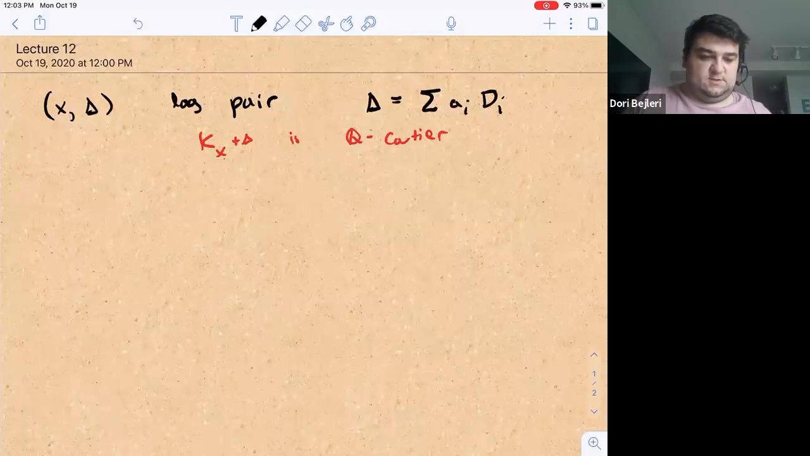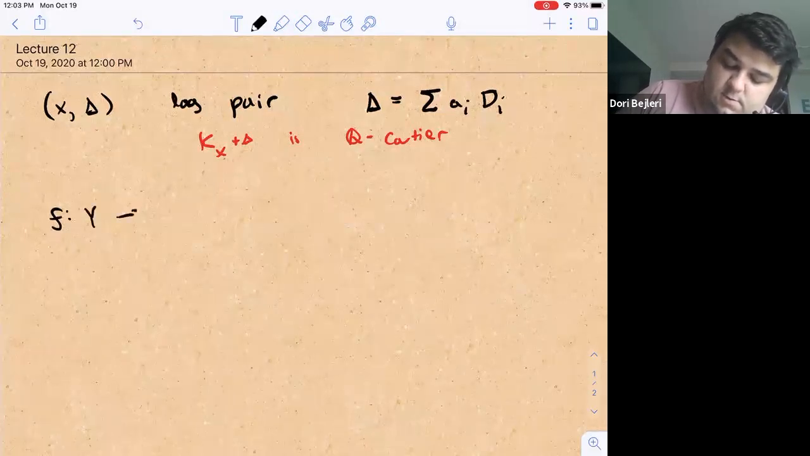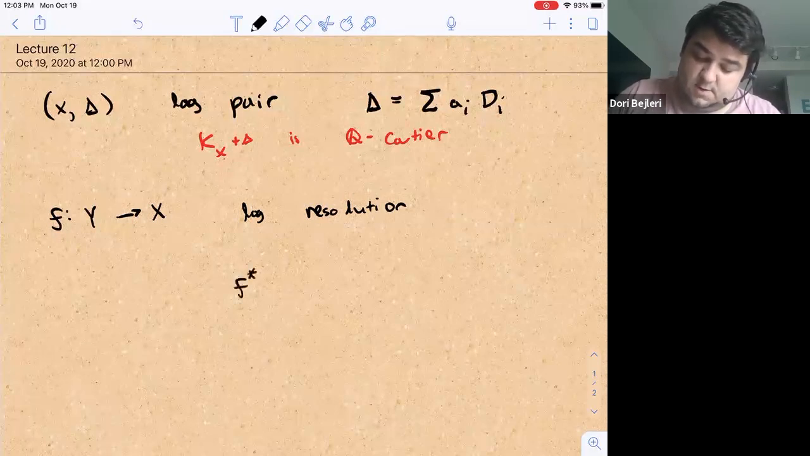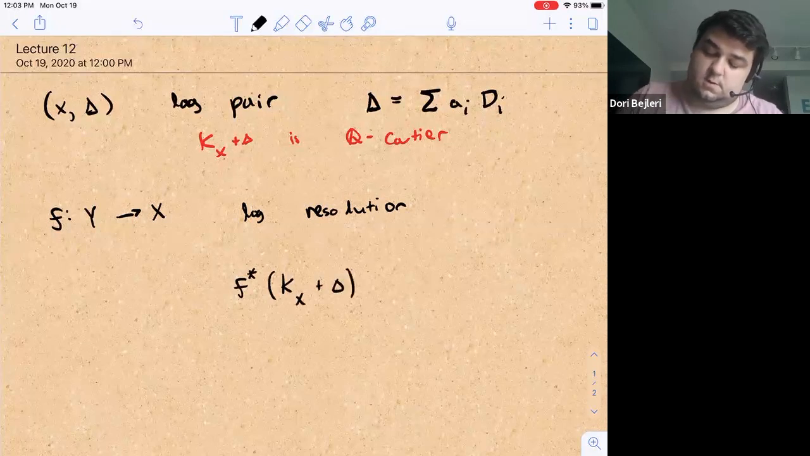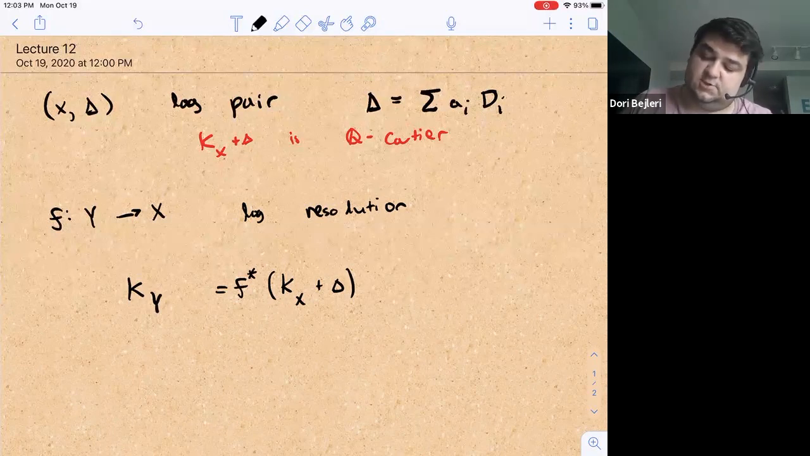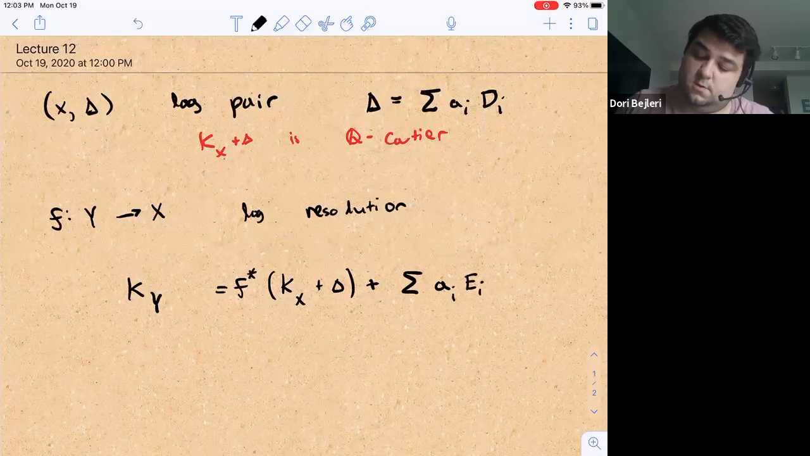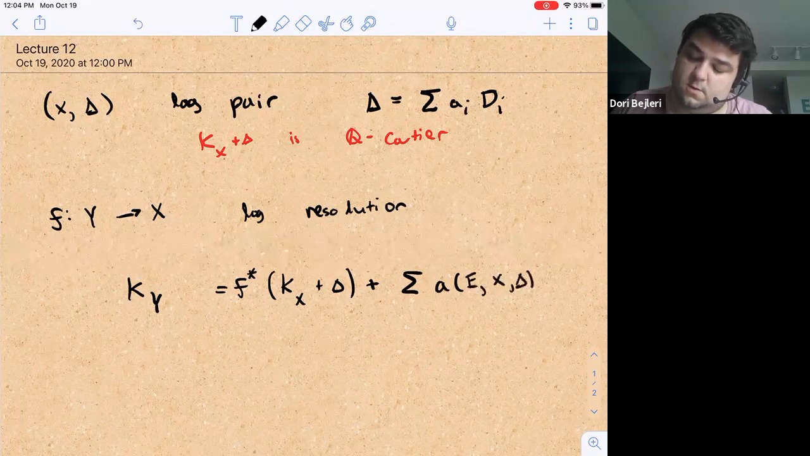Then we've defined the discrepancies of a divisor E, say, by taking a resolution and writing f^*(K_X + Δ) equals K_Y, and then we had to give some correction term, and that was our discrepancy. Or let me write it this way.